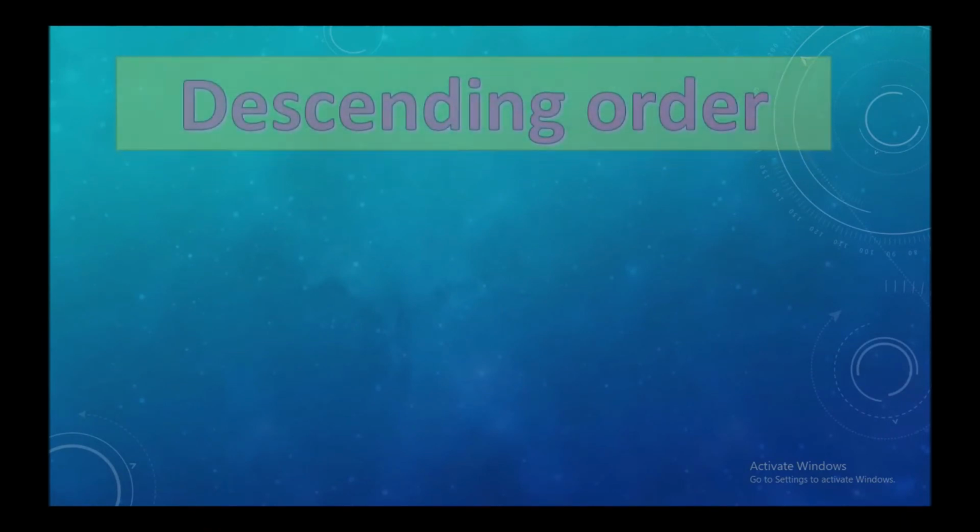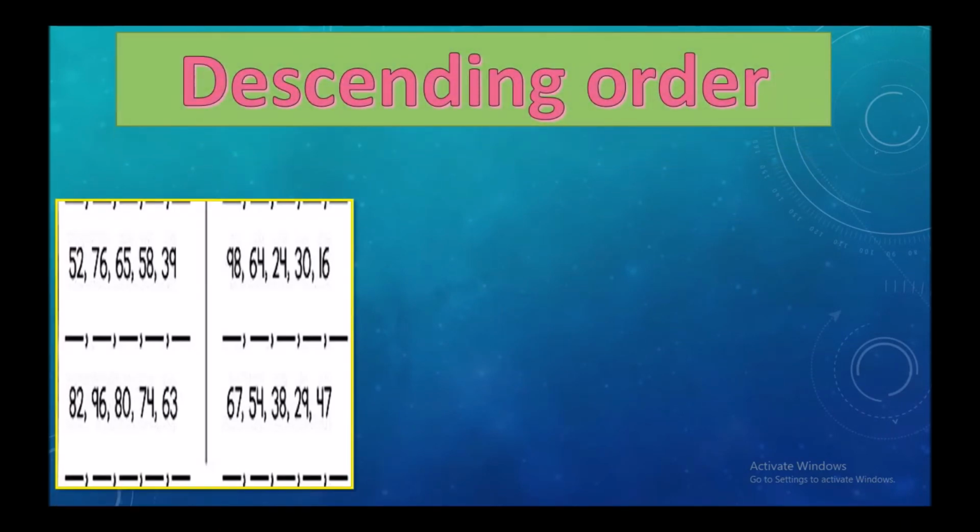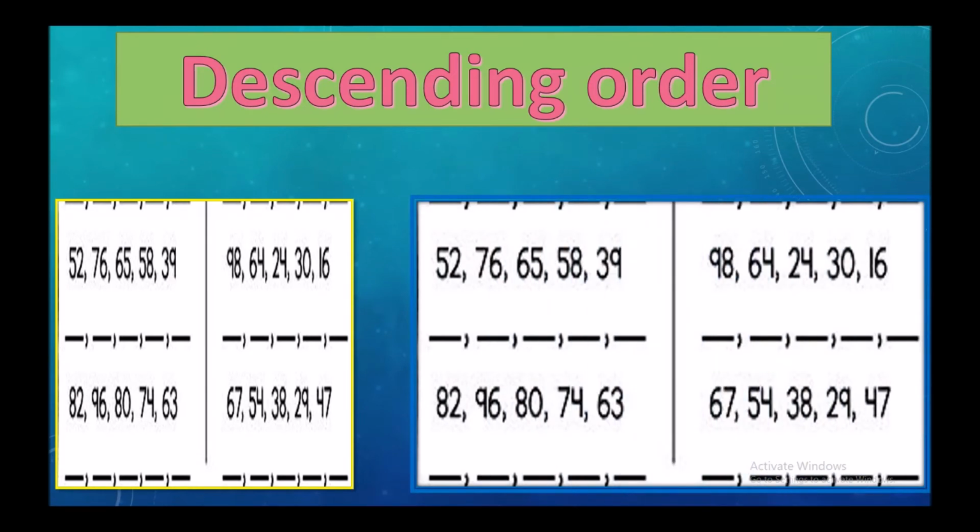Now we'll see descending order. Descending means biggest to smallest. Here 52, 76, 65, 58 and 39. So we'll compare ones place and tens place. In ones place you can see 2, 6, 5, 8 and 9. But in tens place there are 5, 7, 6, 5 and 3. So 7 is the biggest one, so 76. Then 65. Then there are 5 in tens place, 52 and 58. So 58 will come, then 52. And the last one is 39.